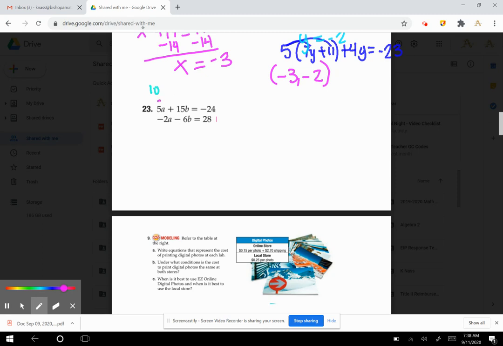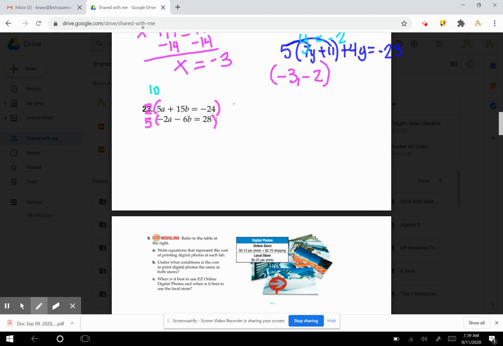Okay, so the top one. 5 times, if I know this number is going to be 10, and I know 10 needs to be the coefficient, 5 times what gets me 10 is 2. And the bottom one, 2 times what gets me 10? 5. And here's what's also nice. The bottom A is already negative, so I don't have to multiply anything by a negative number. All right, let's keep going.